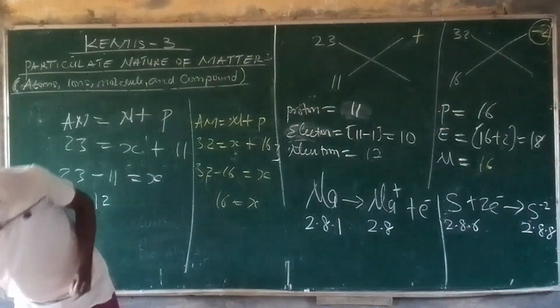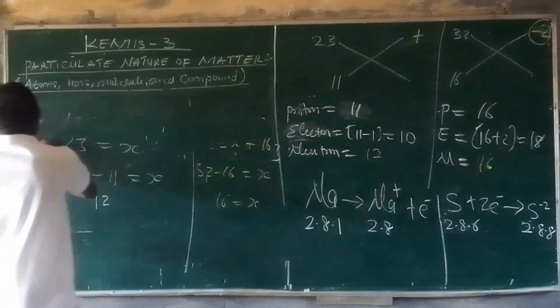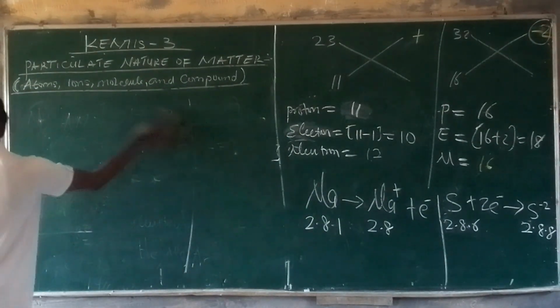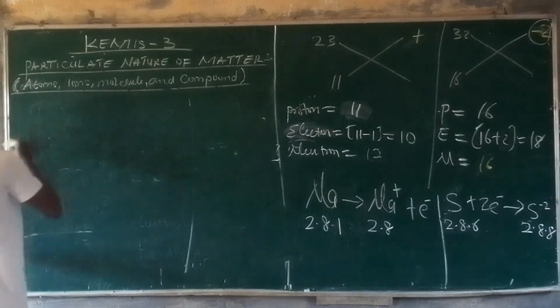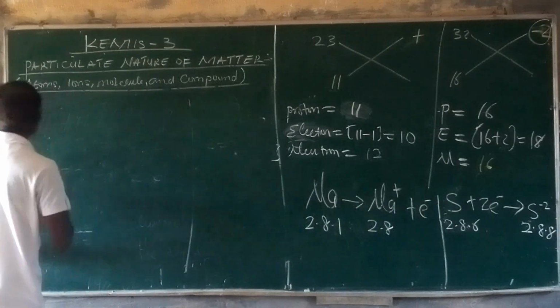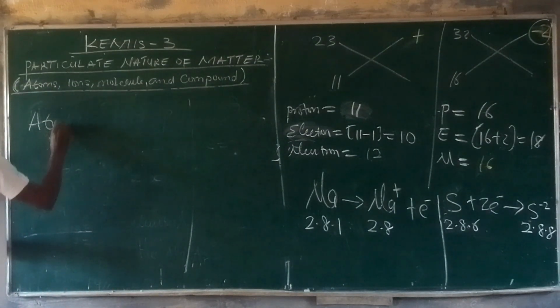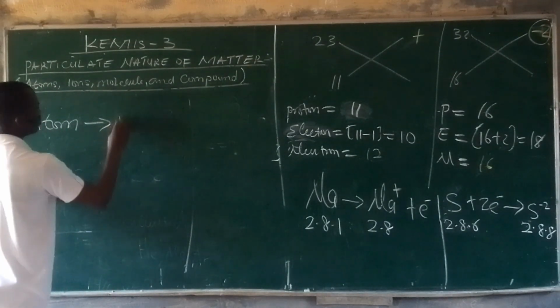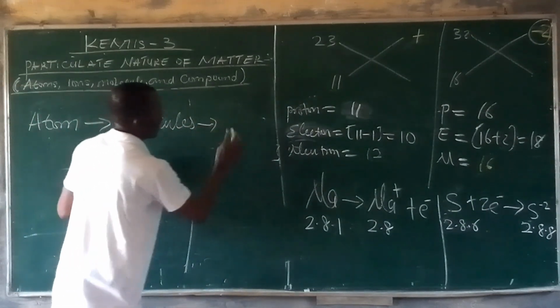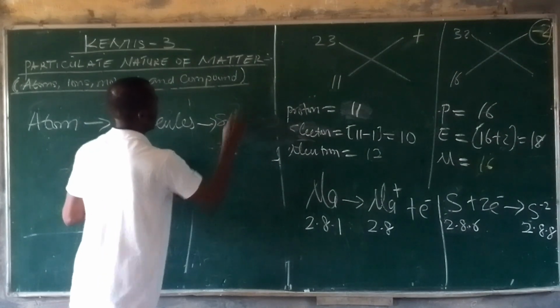So having said that, we want to explain what is meant by molecules. What does the word molecule mean? Well, a molecule is the combination of two or more atoms. So we have atoms, two or more atoms combined to form molecules. And then we have substance.